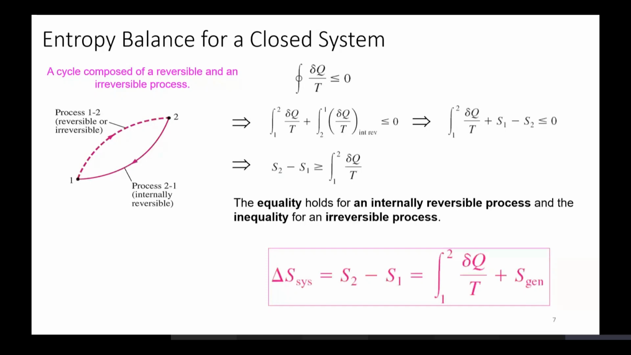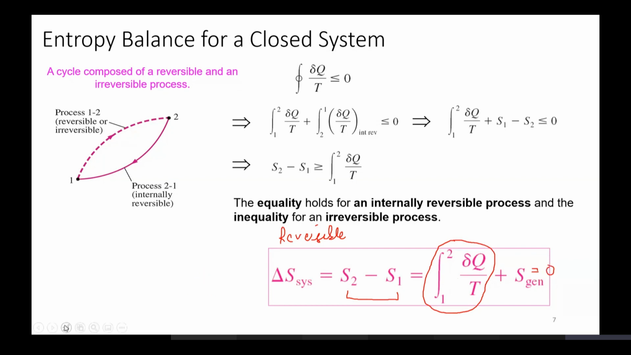I was going through the point that for a reversible process, the entropy change would only be dependent upon this expression, and entropy generation would essentially be zero.